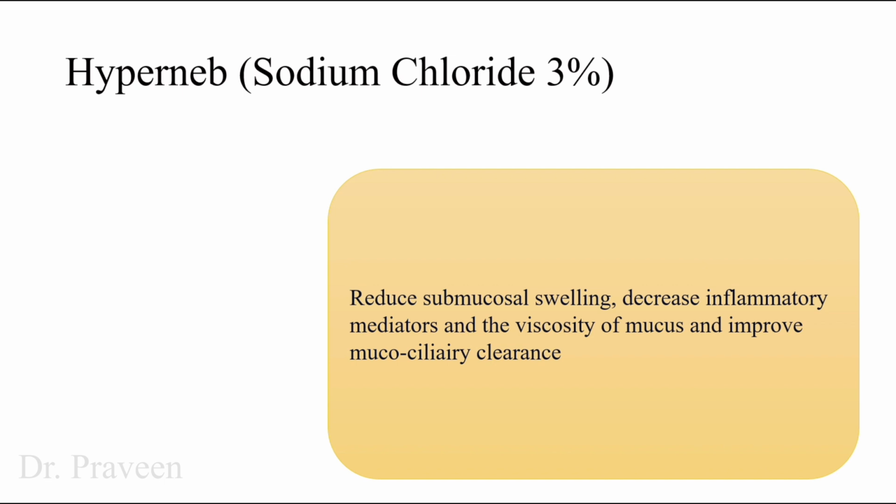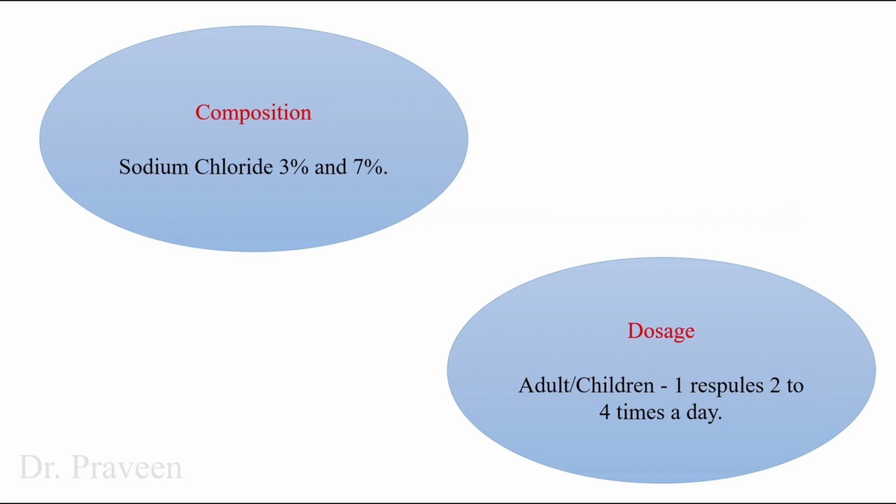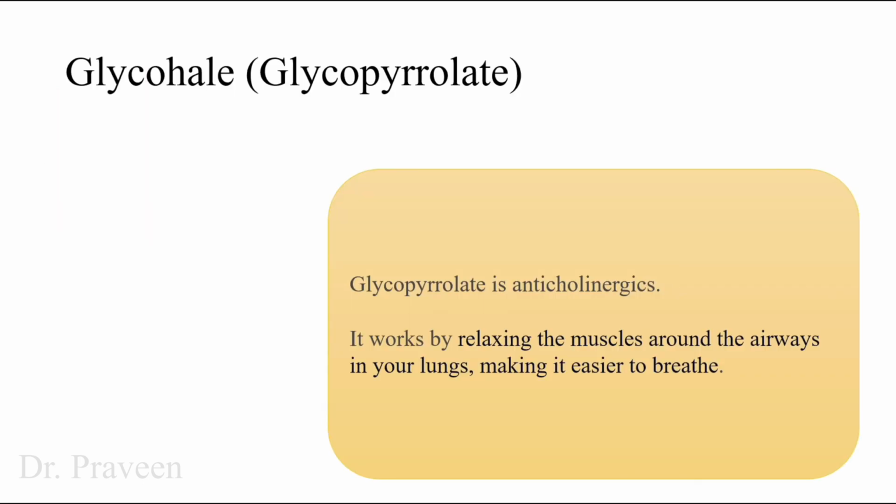The next solution is Hyperneb, that is nothing but sodium chloride at 3%. The IV fluid we are using is normal saline, that is 0.9%, and the 3% we use in IV form for the correction of sodium. So the same 3% solution can be used here for nebulization. Because of this hyperosmolarity, it reduces the mucosal swelling, decreases the inflammatory mediators and the viscosity of the mucus, and improves the mucociliary clearance. It comes in two forms, that is 3% and 7%. In adults and children, one respule, 2 to 4 times a day.